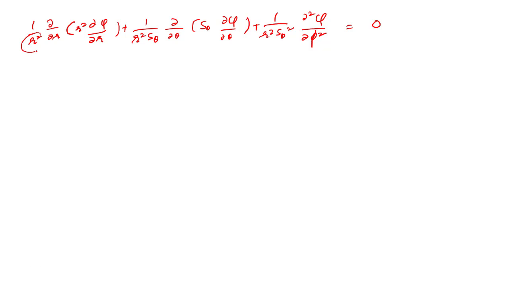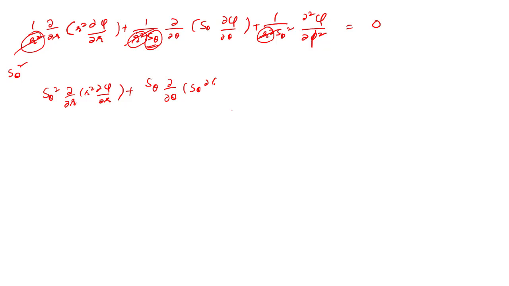Now you see that r square is common all throughout, so I can just cancel it out, because the other side is just simply 0, and then I can multiply the entire equation by sine square theta. If I do that, what I would get is sine square theta dou by dou r of r square dou phi by dou r, plus here there is a sine theta in the denominator, so I would just get a sine theta in the numerator there, and I would get dou by dou theta of sine theta dou phi by dou theta, plus here there is sine square theta, so it cancels out, and I get dou square phi by dou phi square is equal to 0.